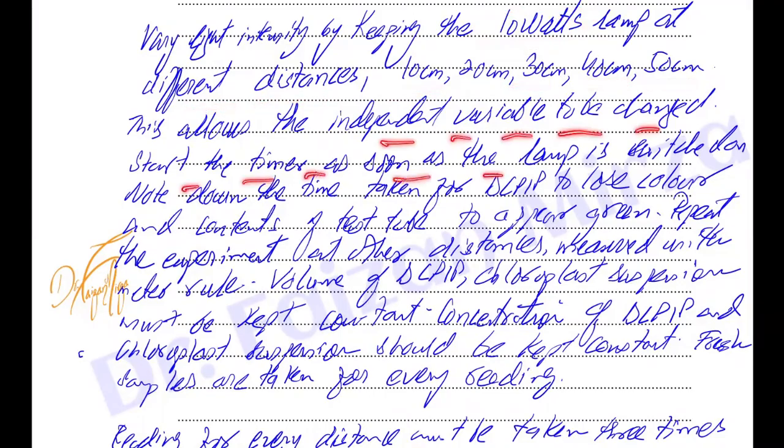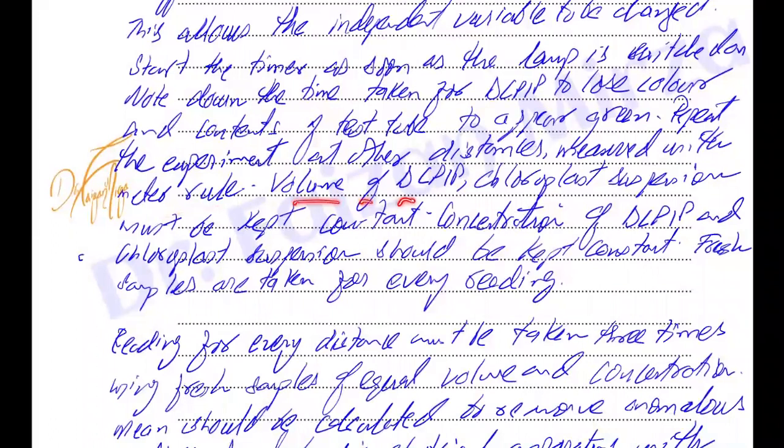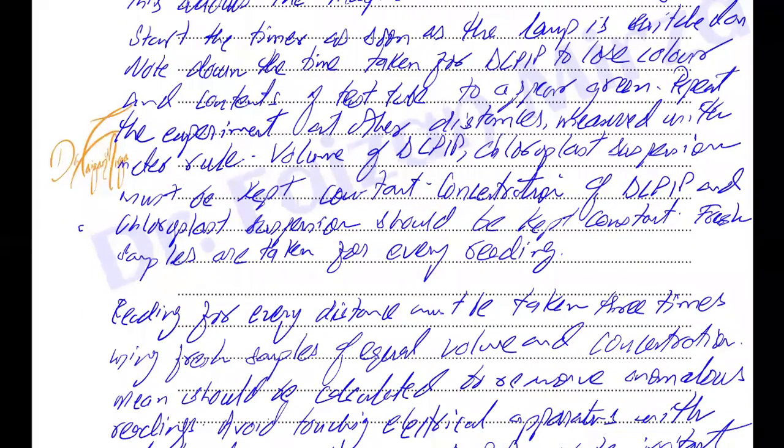Start the timer as soon as the lamp is switched on. Note down the time taken for the DCPIP to lose its color and the contents of the test tube to appear green. Repeat the experiment at the other distances measured with the meter rule. Volume of DCPIP and chloroplast suspension must be kept constant. Concentration of DCPIP and the chloroplast suspension should be kept constant as well. Fresh samples are taken for each reading. So we have discussed variables, we have discussed the procedure, and we have mentioned how certain variables have to be standardized and how different variables can be changed.